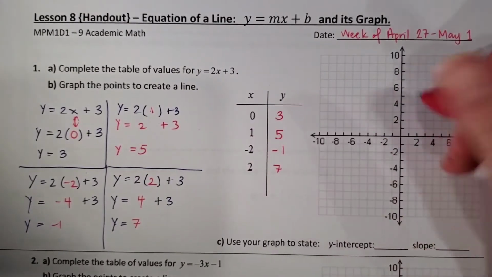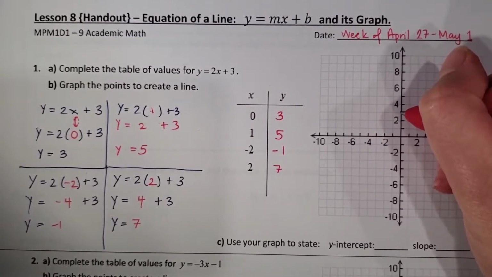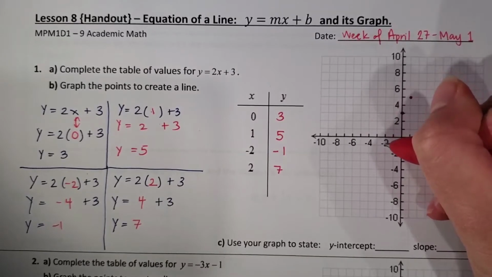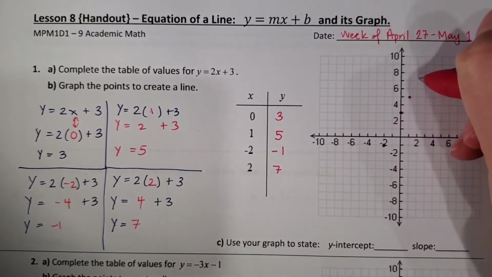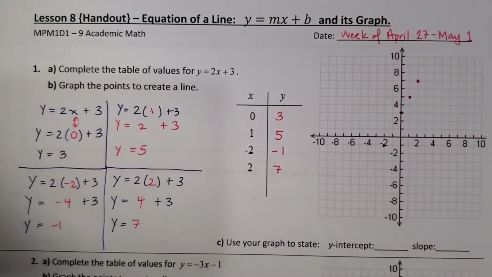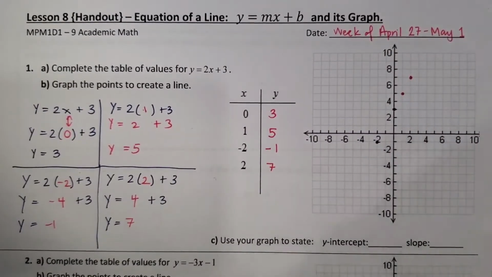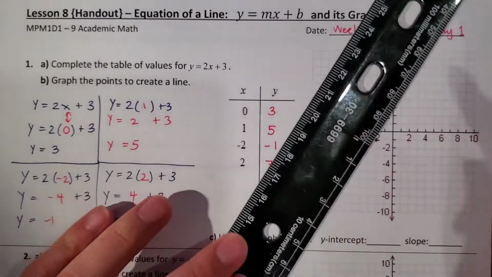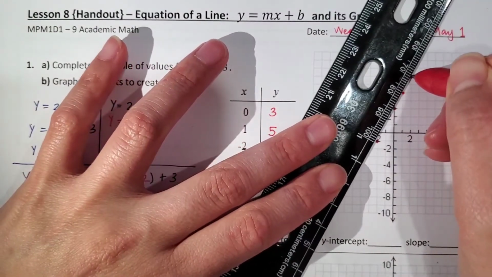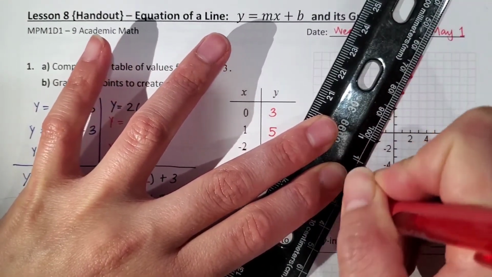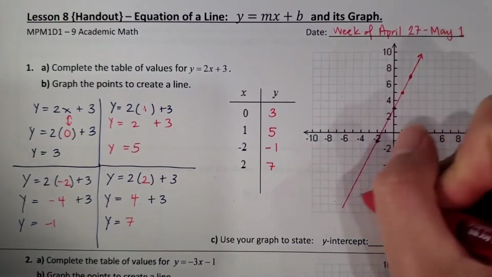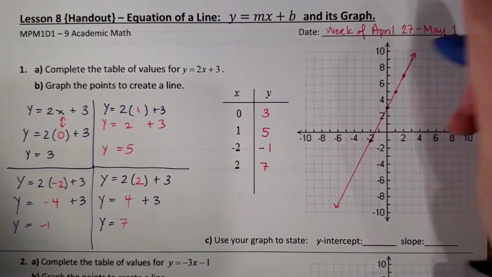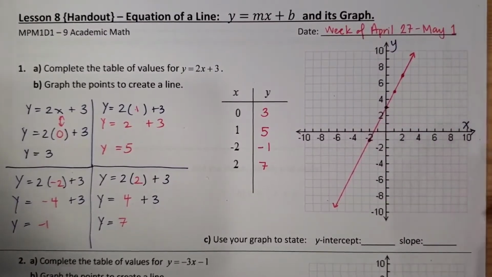So I have 0, 3, so 0, 3 is right here. 1, 5 is here. Negative 2, negative 1. And 2 and 7. Okay, so now you can grab a ruler and connect the dots. Remember, in order for you to know that you did it right, it should make a straight line. Okay, and if your graph doesn't show the x and y axis, you should write that down also. Okay, so you get used to that.